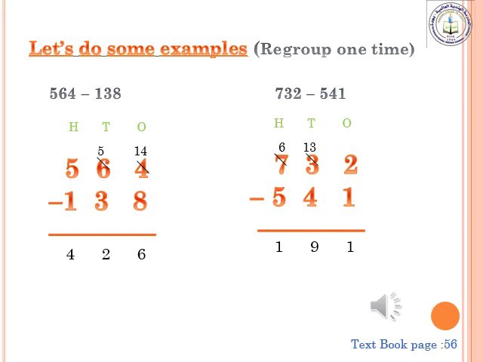Next, hundreds place 6 minus 5. We can subtract 6 minus 5 because more on top, 6 is more. So keep 5 in your fingers and count backward of 6: 5, 4, 3, 2, 1. So in hundreds place, you will get 1. The answer is 191.